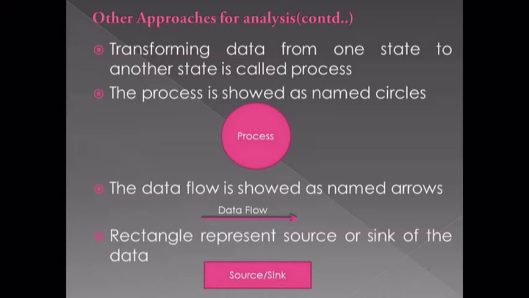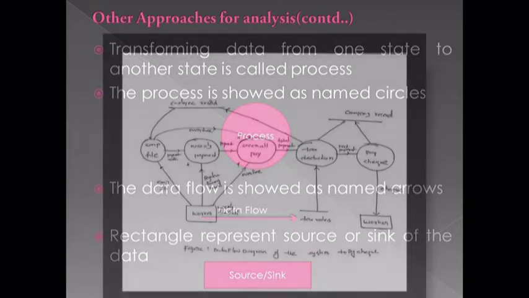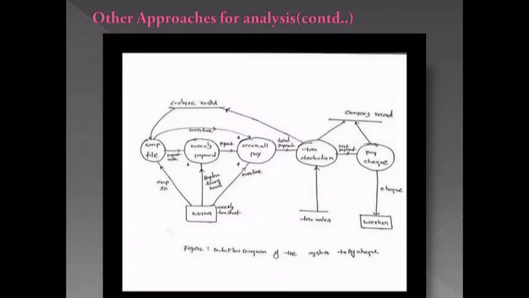This process is shown as a rounded circle, and the name of the process is written in the middle of the circle. The data flow is shown with named arrows, and on top of the arrow we write the name. Here the rectangle represents a source or sink. A source is used to retrieve the data, and a sink is used to insert the data or the updated information.